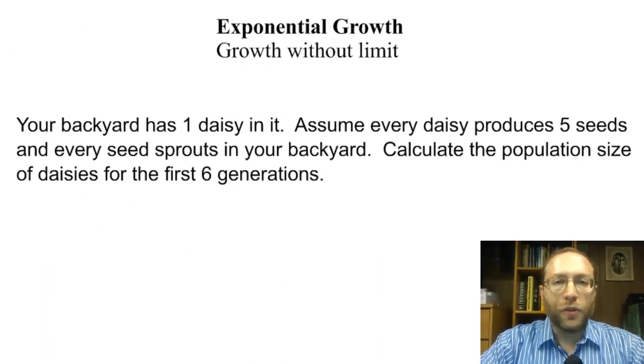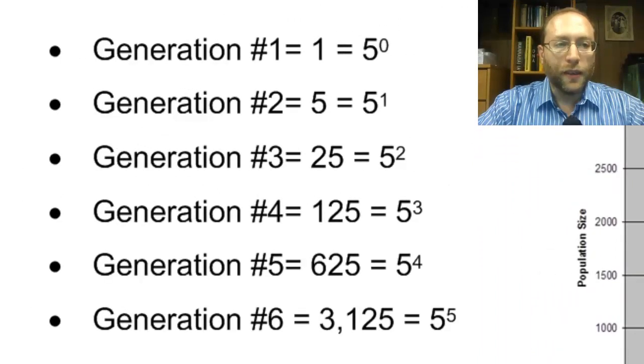Now, exponential growth is growth without limit. Here's an example of it. Let's say your backyard has one daisy in it. And let's assume that every daisy produces 5 seeds and every seed sprouts in your backyard. Calculate the population size of daisies for the first 6 generations. Here we have generation 1, and you see generation 1 has 1 daisy, and that's 5 to the 0, which is 1.